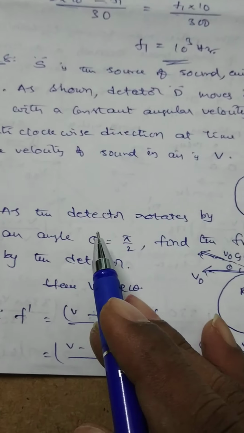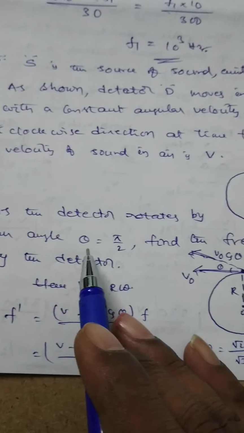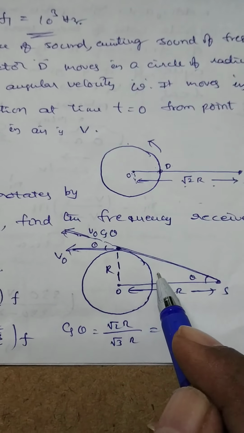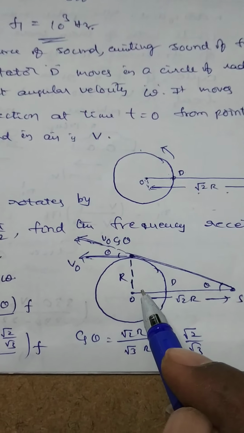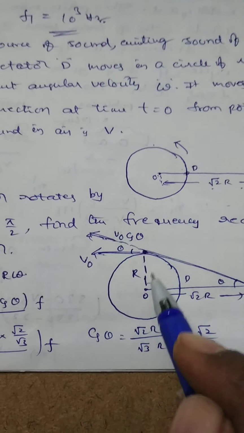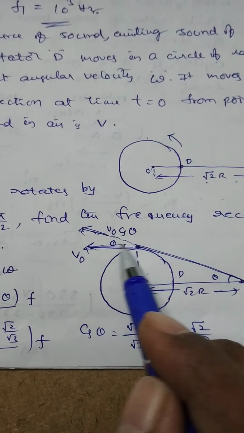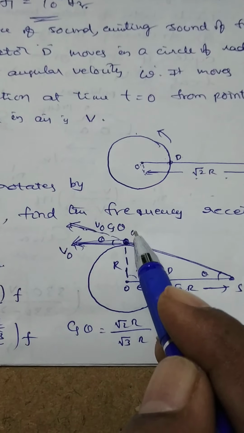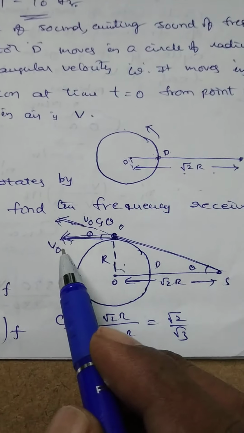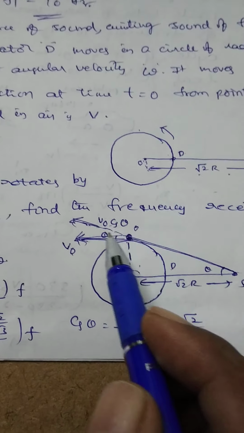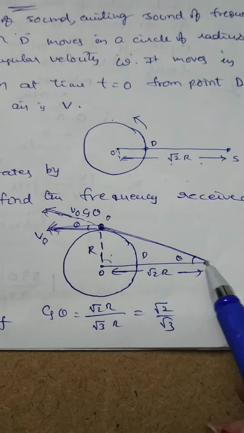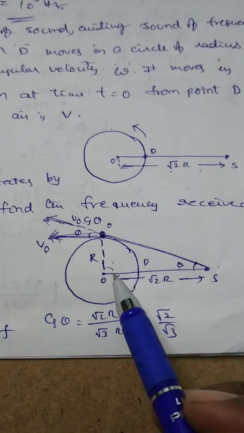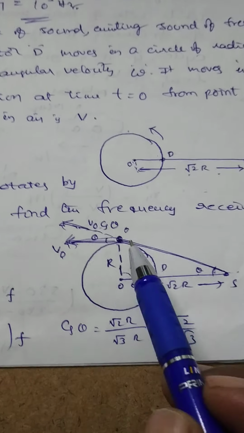Suppose here, as the detector rotates by an angle theta is equal to pi by 2, from D to this point, the total angle made by the radius vector with the center of the circle is equal to 90. So at this point, speed of the detector is equal to V0. And this is the line joining the source and observer. Therefore, the component of V0 along this direction is equal to V0 cos theta. Suppose here the line joining source and the observer makes an angle theta with the axis or with the horizontal line. Okay, now this is V0 cos theta.